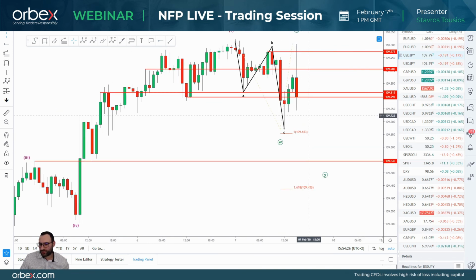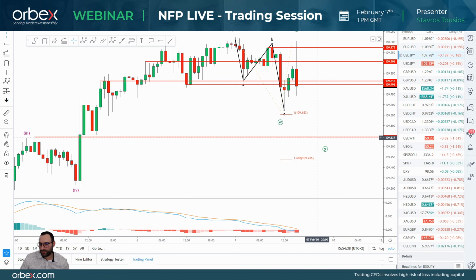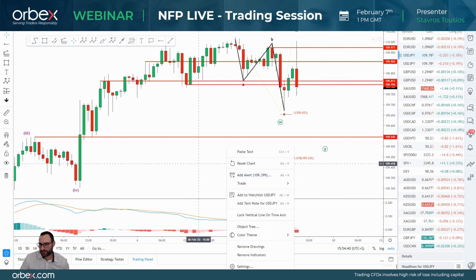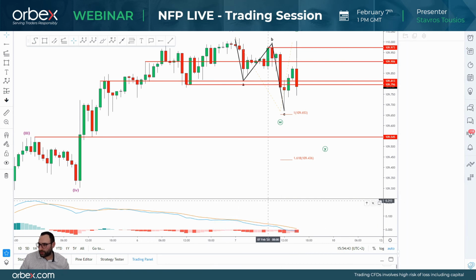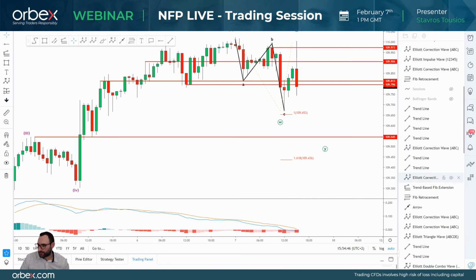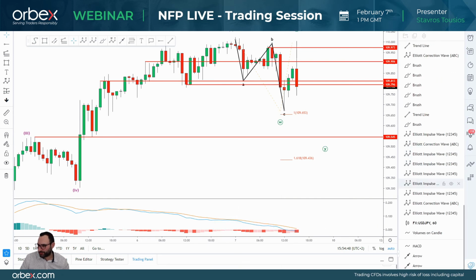Why I actually draw these levels, there is an explanation for it. If we see prices closing above that level at the end of the hour, and volumes also increasing, let me just get the volumes. I should have them all. Oh no, I don't want that on the candle.